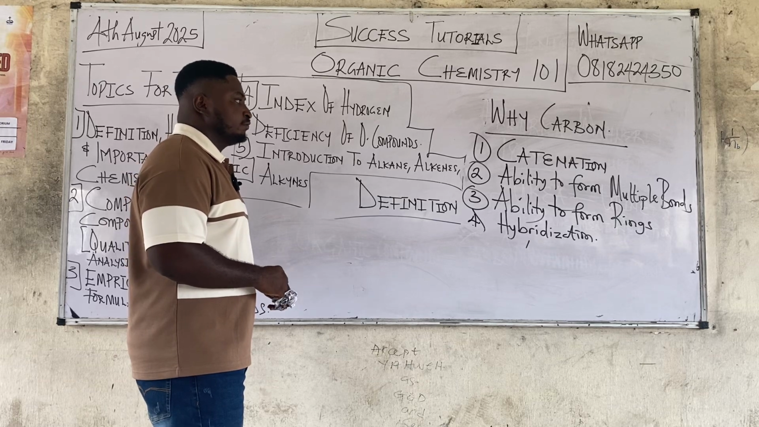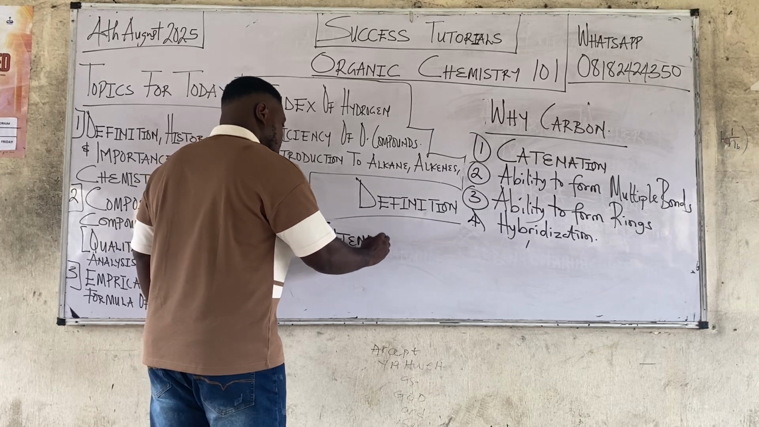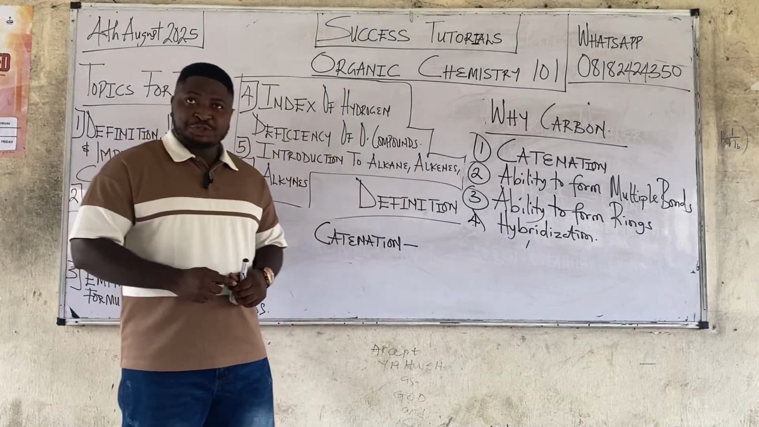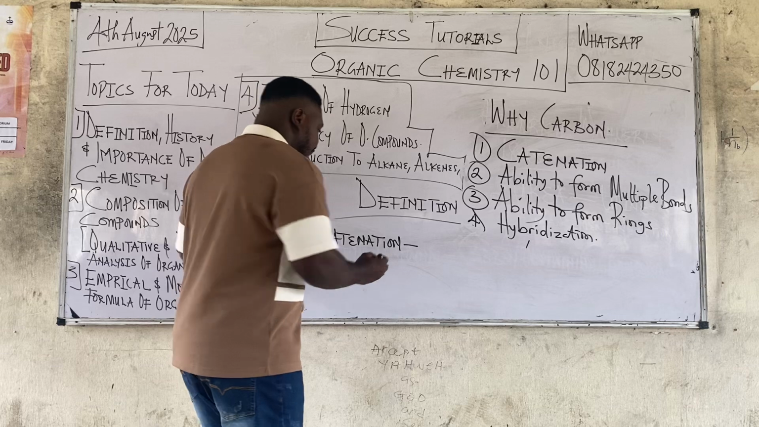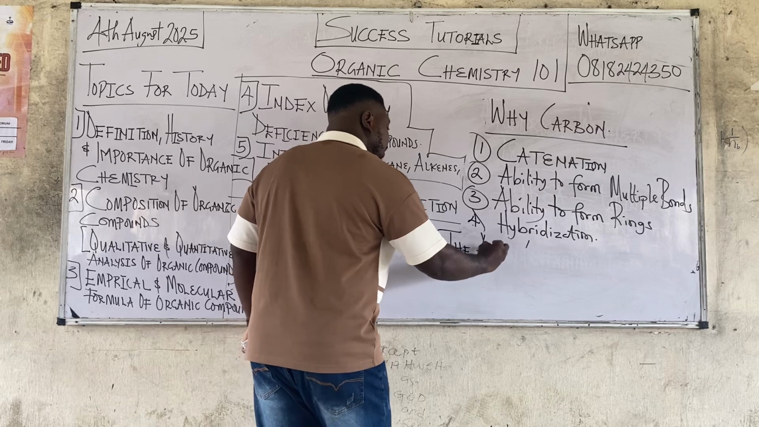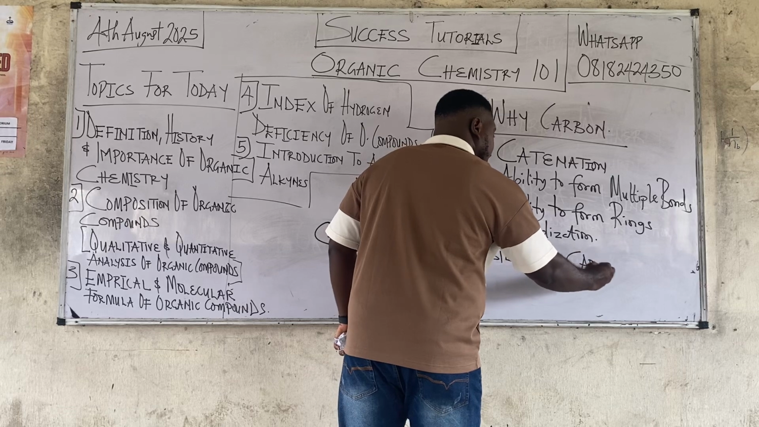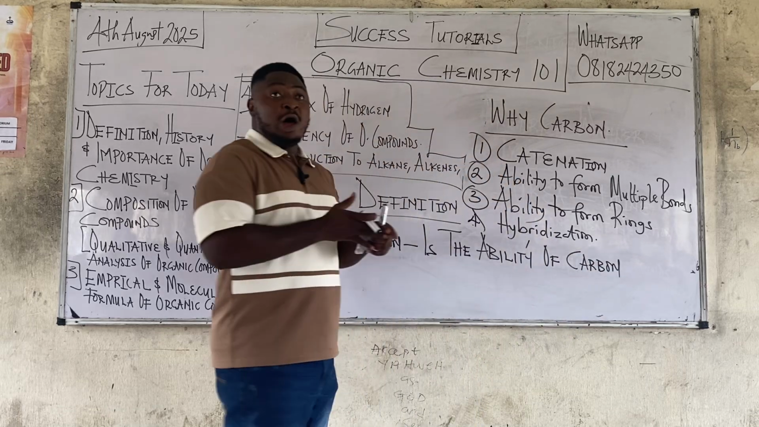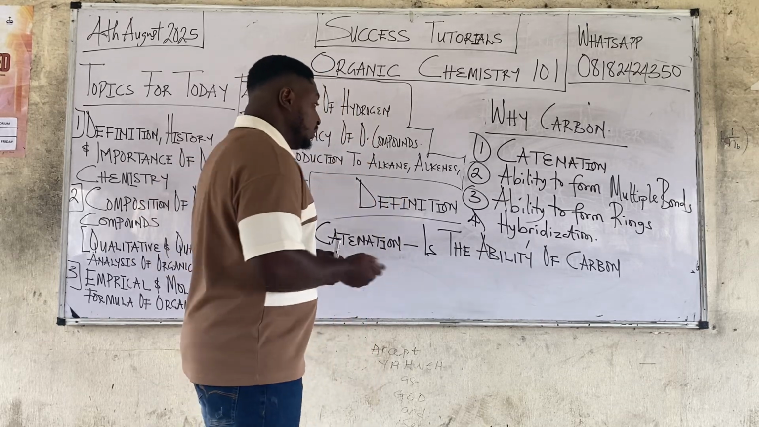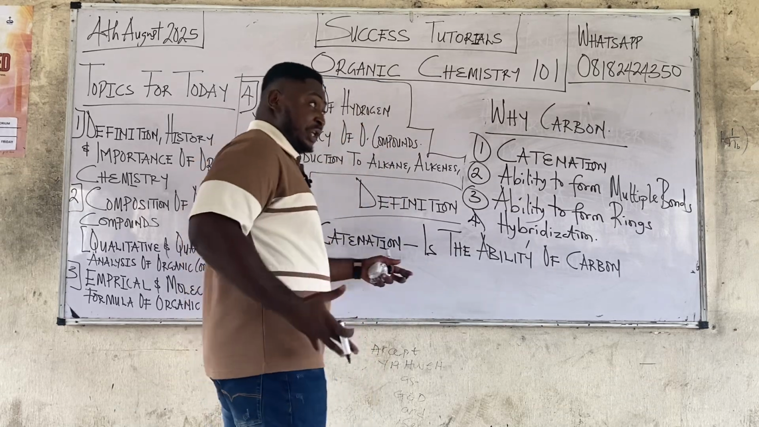Now let's start with catenation quickly. What is catenation? Are we together, class? Let's write that. Catenation is the ability of carbon to form long chain structures, continuous long chain structures with each other.